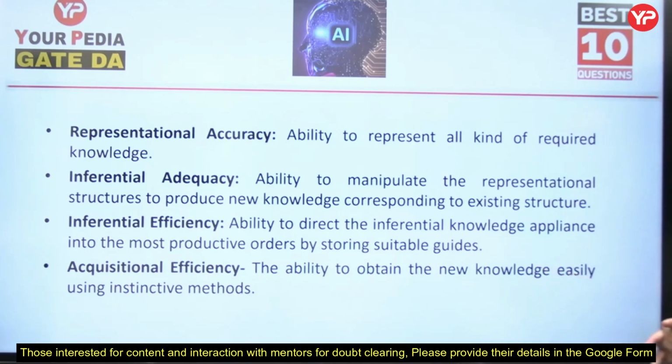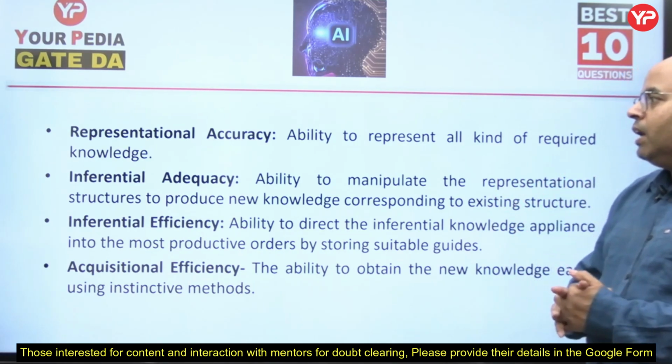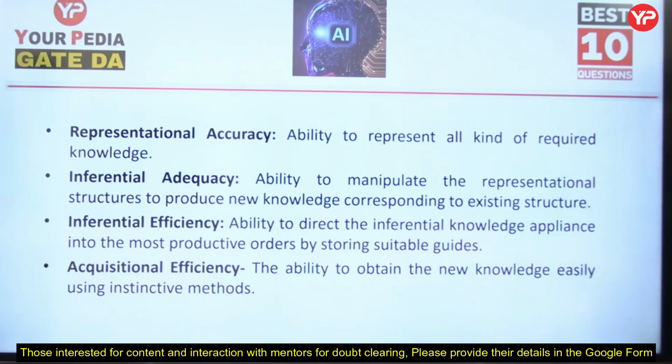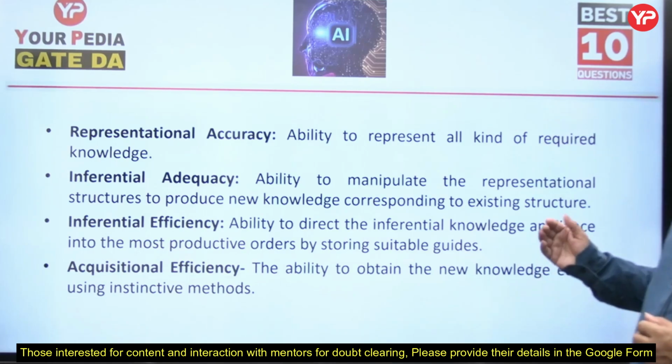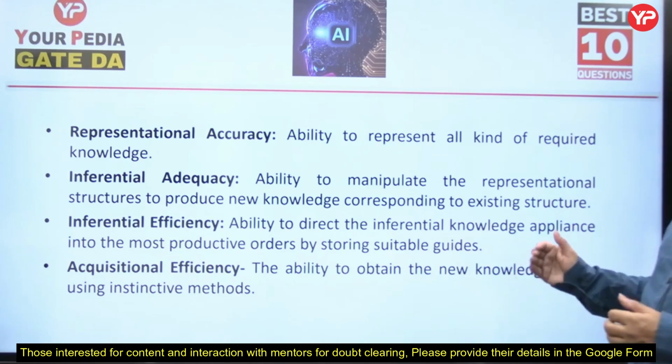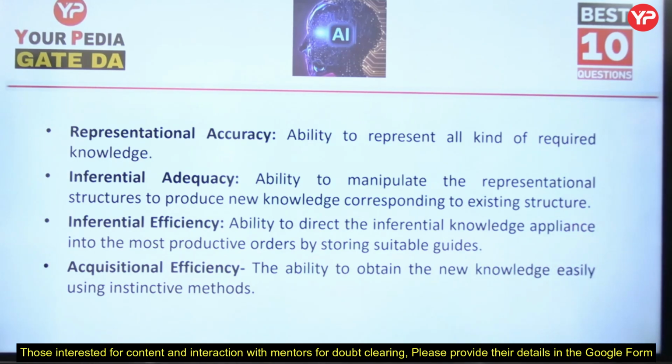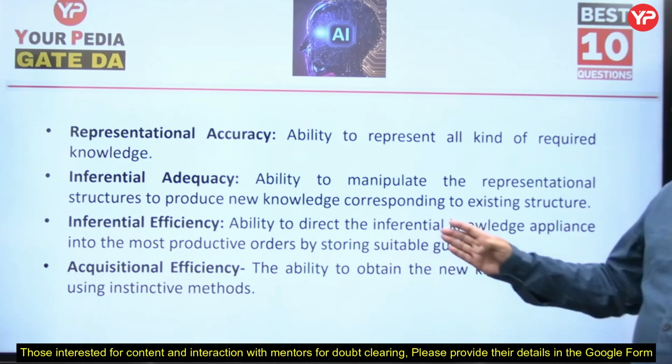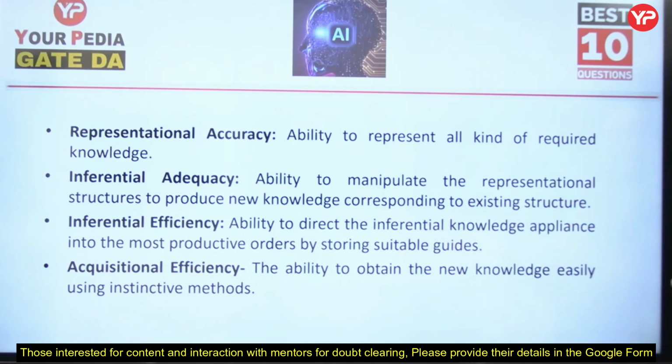You see, what is representational accuracy? Ability to represent all kinds of required knowledge. Whatever knowledge is there, if we can represent it, it's representational accuracy. Inferential adequacy: ability to manipulate the representational structures to produce new knowledge corresponding to existing structure. Inferential efficiency: ability to direct the inferential knowledge mechanism into the most productive directions by storing suitable guides. And acquisitional efficiency is the ability to obtain new knowledge easily using instructive methods. So you can go through it and see how knowledge representation can be done.